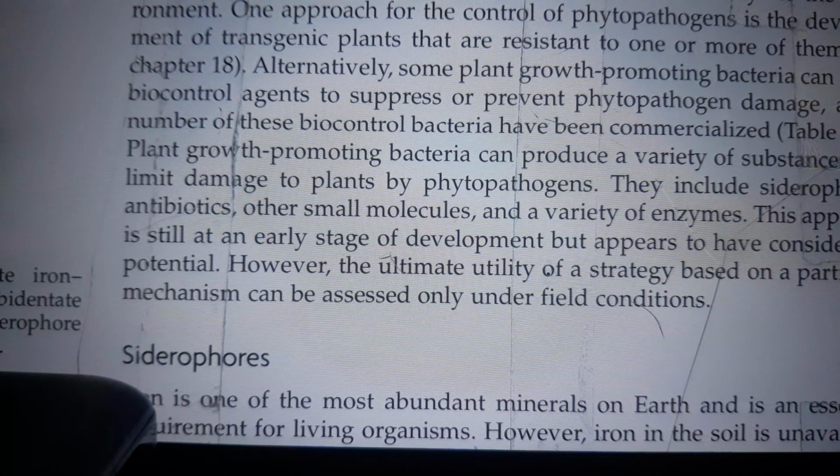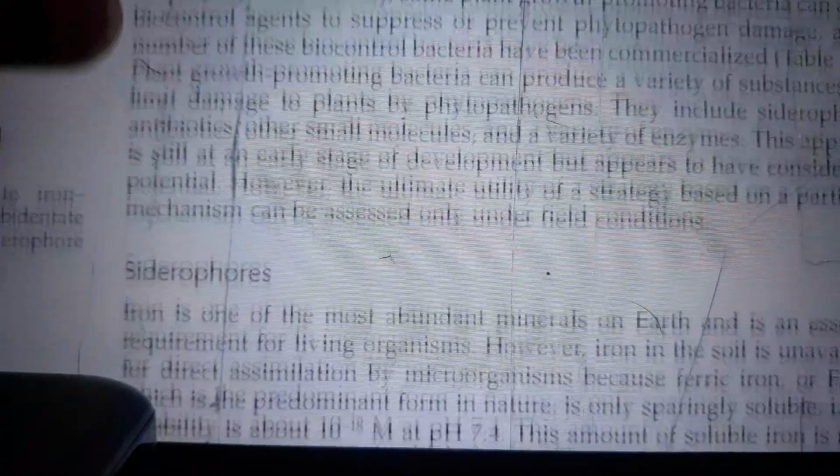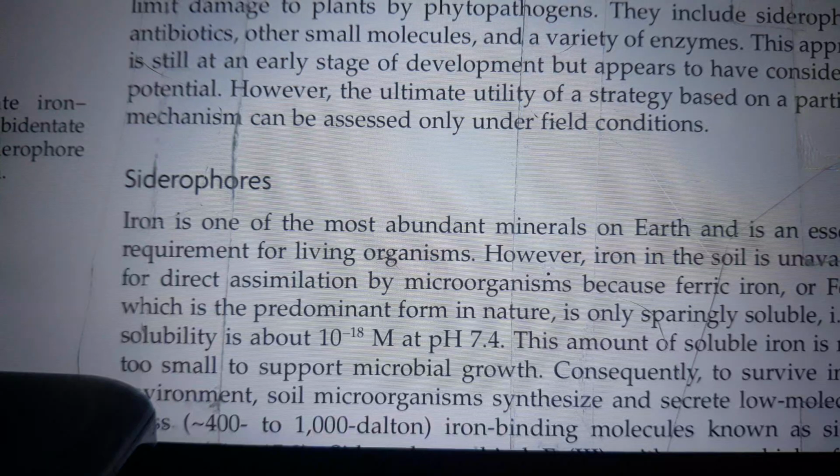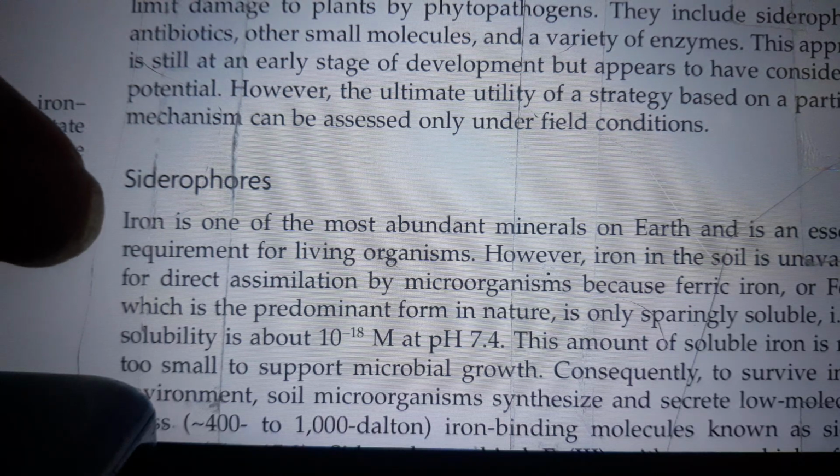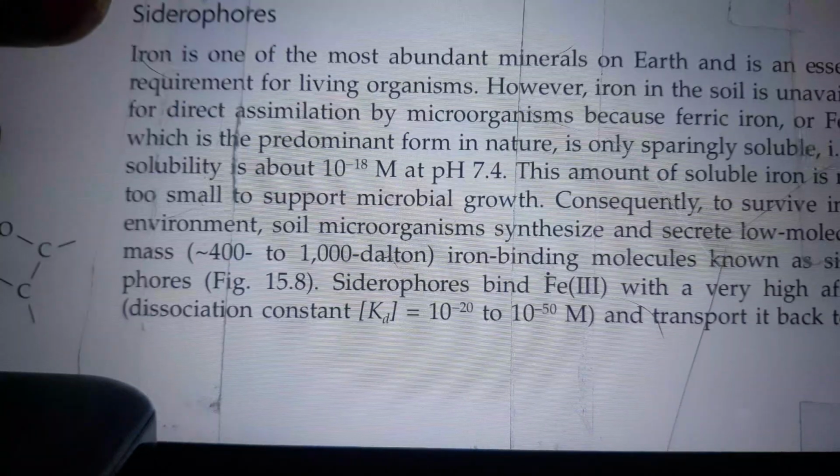They include siderophores, antibiotics, other small molecules, and a variety of enzymes. This approach is still at an early stage of development but appears to have considerable potential. However, the ultimate utility of a strategy based on a particular mechanism can be assessed only under field conditions.